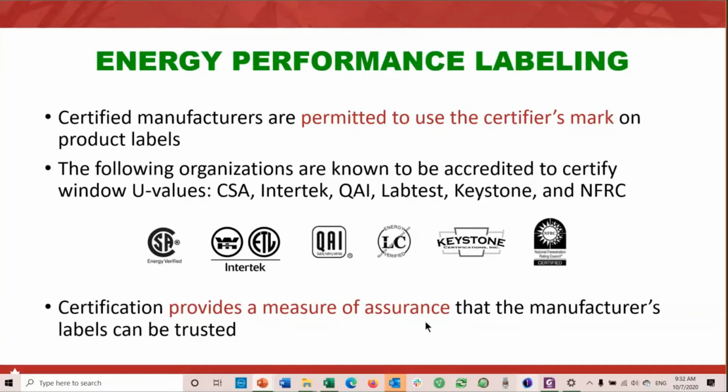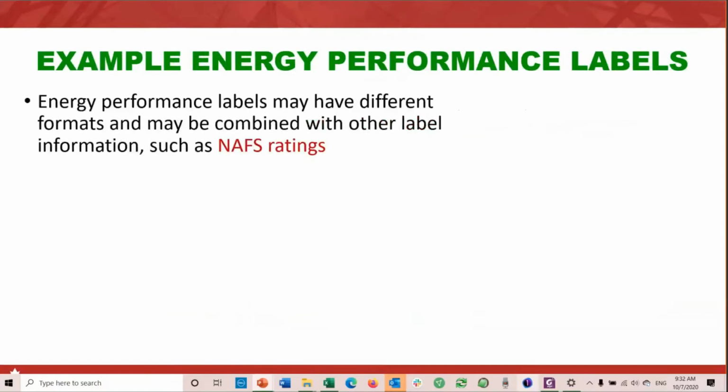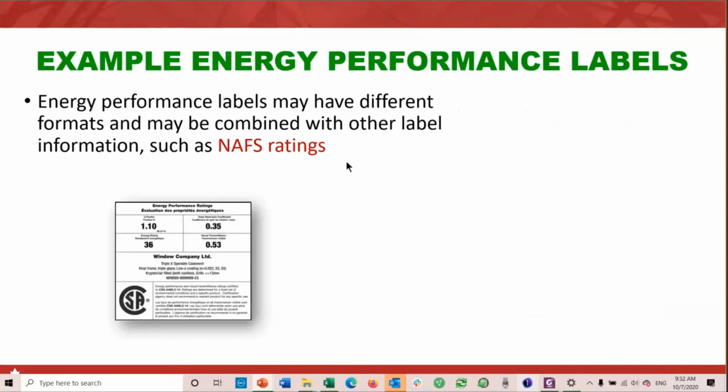Certification does provide a measure of assurance that the manufacturer's labels can be trusted, that there's another party that is actually involved in the labeling process. So here are some examples of energy performance labels. They may have different formats, although these days we're seeing more and more standardization of labeling, but some certifiers do allow their manufacturers to create formats that are different than the typical ones. So here's one type of label format.